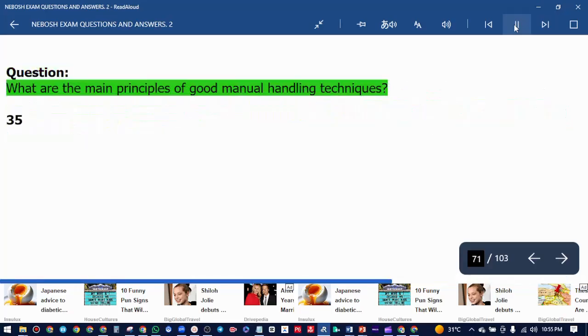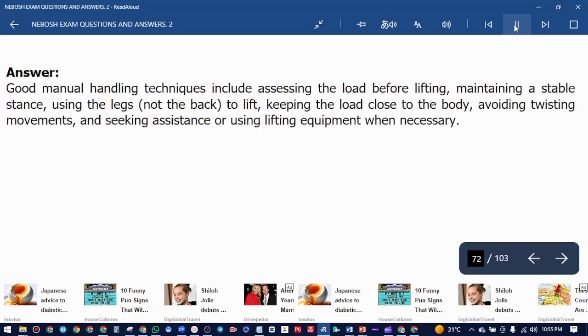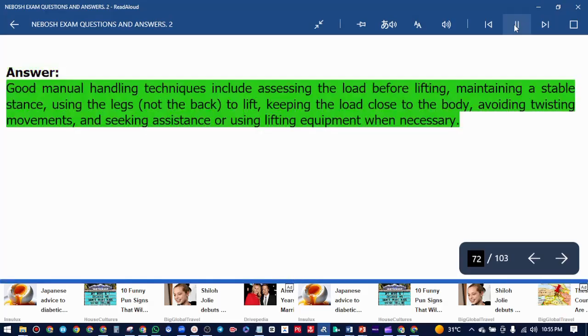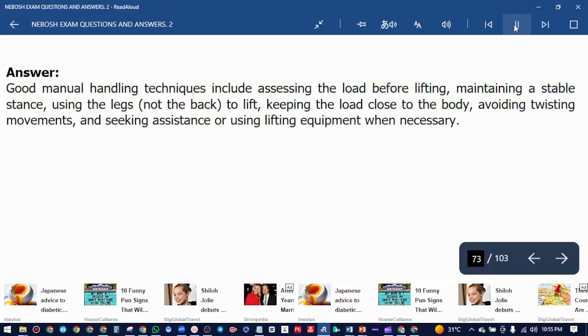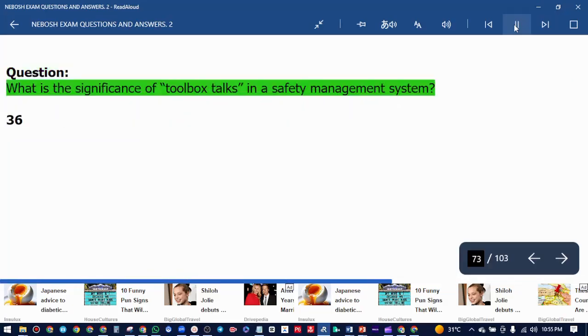Question. What are the main principles of good manual handling techniques? 35. Answer. Good manual handling techniques include assessing the load before lifting, maintaining a stable stance, using the legs, not the back, to lift, keeping the load close to the body, avoiding twisting movements, and seeking assistance or using lifting equipment when necessary.